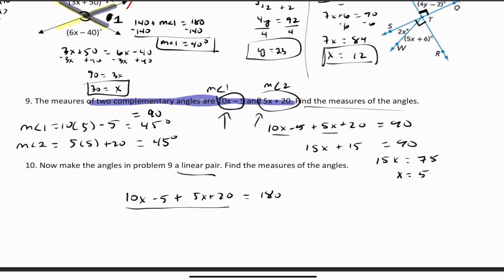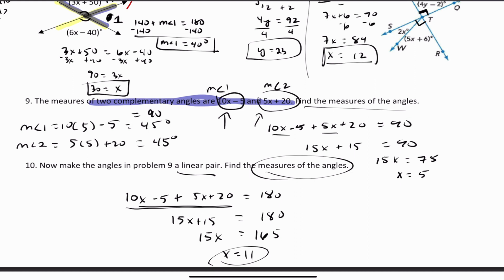So we've already done the math for this. We've already done the like terms and stuff. So that's going to be 15x plus 15, which is equal to 180. So 15x, if I subtract both sides by 15, I'm going to get 15x is equal to 165. Okay, now I'm going to divide both sides by 15, and that gives x equal to 11. Now I got to figure out what the measures are.